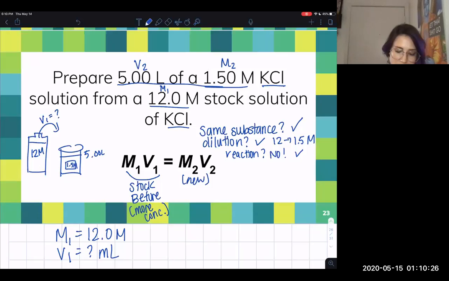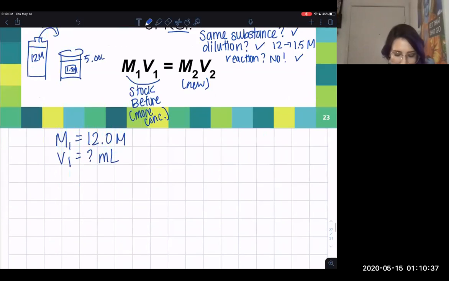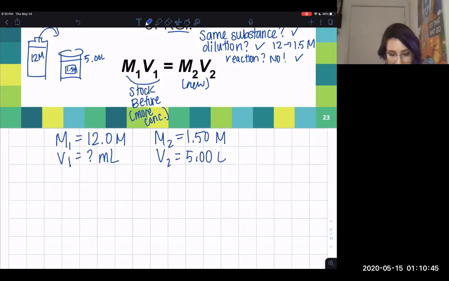Do you see how these 2 go together? Because there are words that link them, a. That means this number and this number have to go together, even if it's 1. It's fine. My M2 is 1.5 molarity, and my V2 is 5 liters. Oh, that's liters.